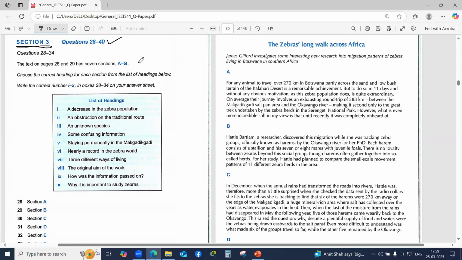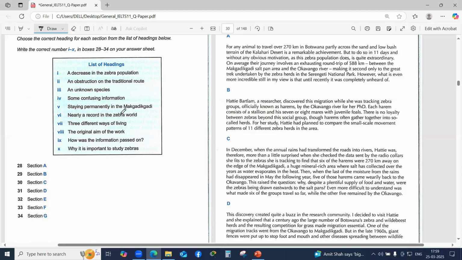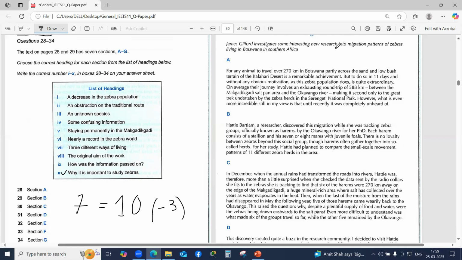So 28 to 40, first we are going to do matching the list of headings. You have to match the list of headings with paragraphs. If you see here, there are 10 headings in total, and there are 7 paragraphs, right? So there is no NB option here. That means 7 paragraphs will match 7 headings and 3 headings will not be taken by any paragraph, which means you can eliminate 3 headings.